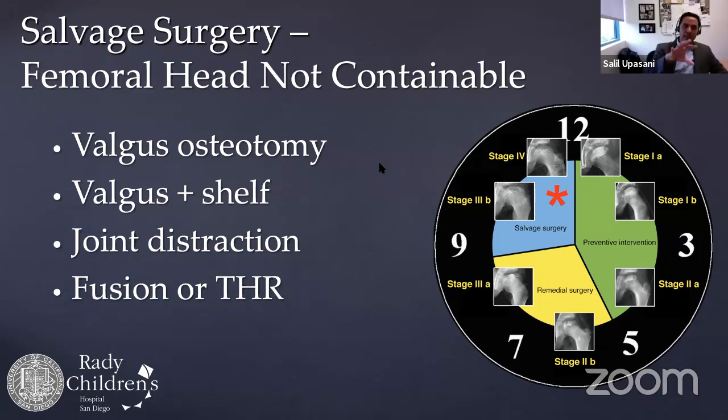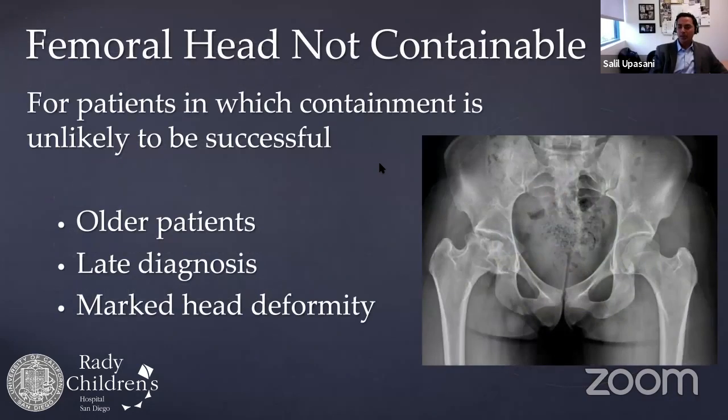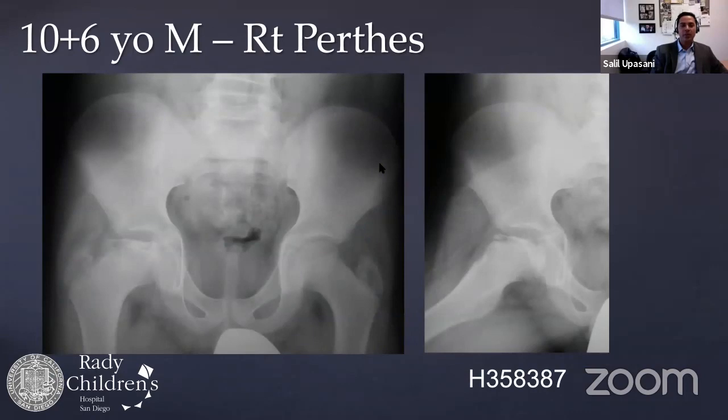All right, so finally, these more salvage procedures. I have a couple more cases in this group. So valgus osteotomy, basically just to maintain motion. Valgus plus shelf if you're still trying to keep some coverage of the femoral head. Joint distraction, fusion, and arthroplasty. Obviously, this is the type of patient with very severe disease, older patients, significant femoral head deformity. What are good strategies for that?